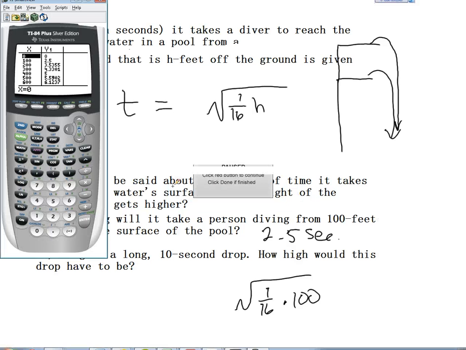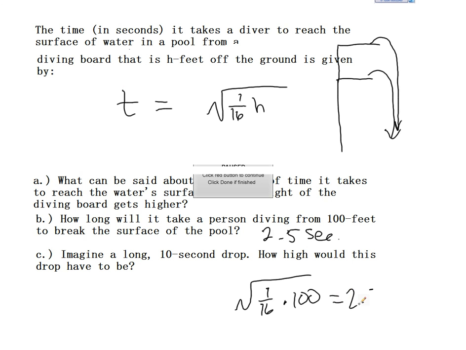So just to double check, it's a good idea to know how to enter this in: the square root of 1/16 times 100, and then we close the square root, and we get 2.5. So it would take about 2.5 seconds to drop 100 feet, which seems unusual, right?